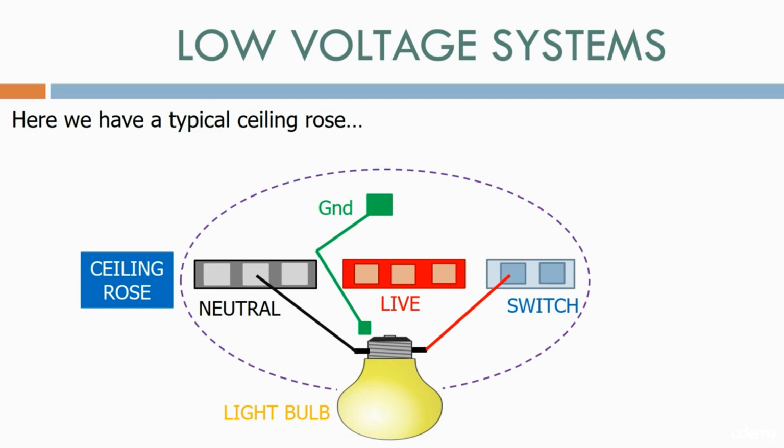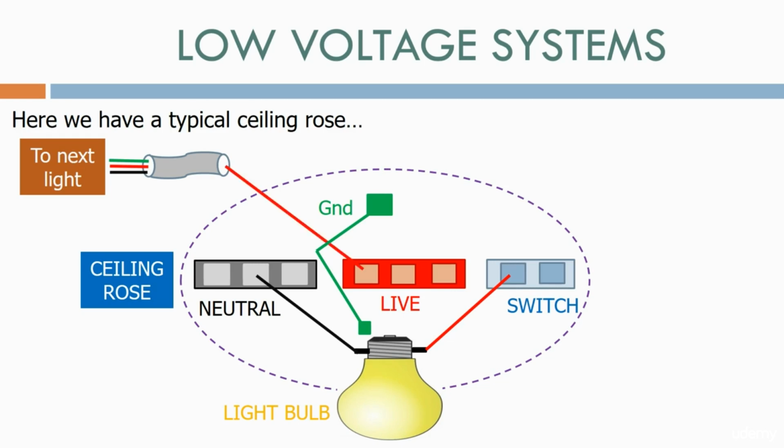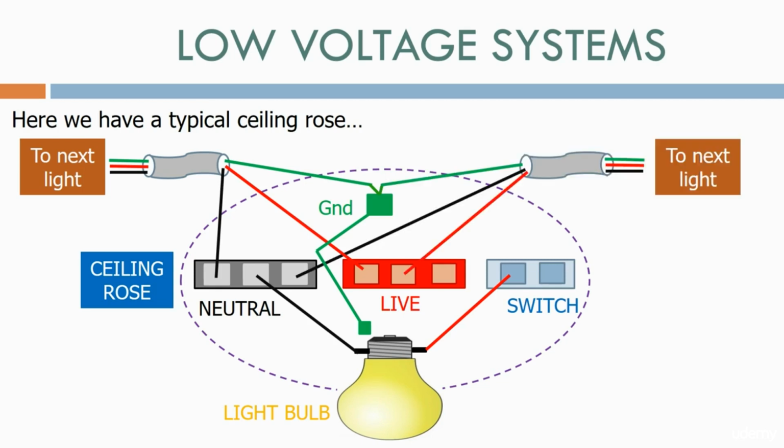Firstly, we need to connect the supply to the ceiling rose. As this is a ring, it comes in from two separate directions. We have a cable from the left-hand side of the ring. From this we connect the live to the live terminal strip, the neutral to the neutral terminal strip, and the ground to the ground terminal strip. We then connect the right-hand ring. We have now energized the ceiling rose.